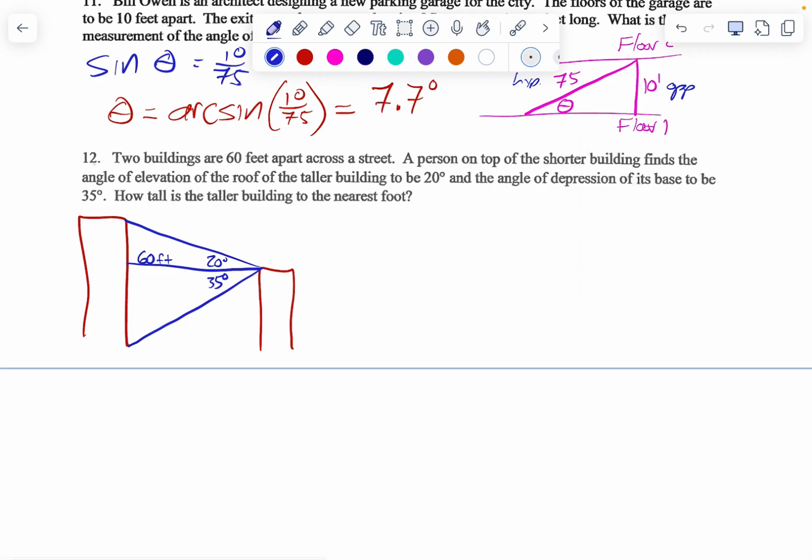So essentially we're going to find two lengths, maybe call it x and y, and then h is just the sum of them, x plus y. So we see two right triangles. Why are the triangles, the blue triangles, right triangles?